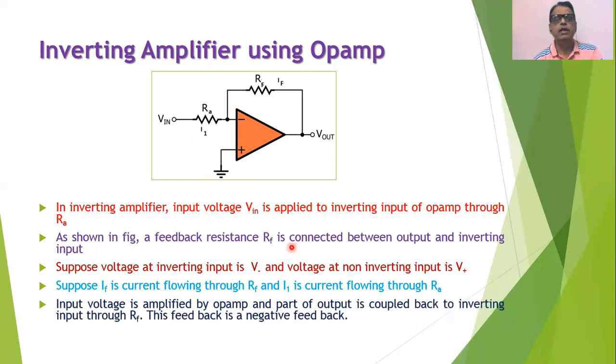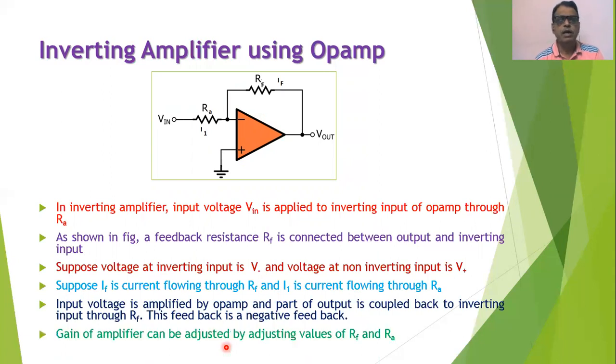Now we know that when the input voltage is applied, operational amplifier will amplify this voltage, and some part of the output voltage is coupled back to the input, and this input is the inverting input. And therefore, you will find that this feedback is a negative feedback, and because of negative feedback, we can control the gain of the amplifier. You will find that the overall gain of the inverting amplifier will depend upon the resistances Rf and Ra.